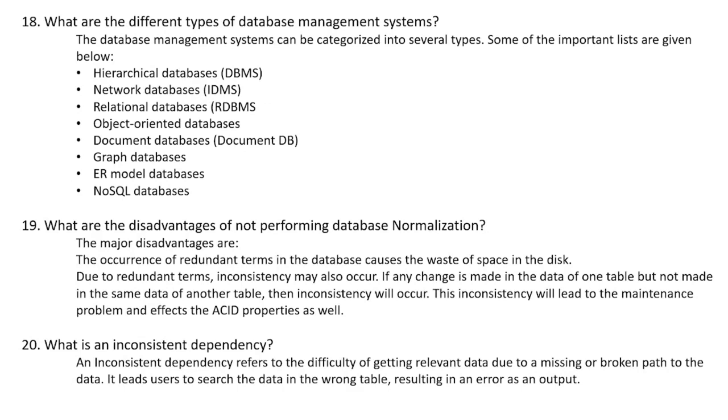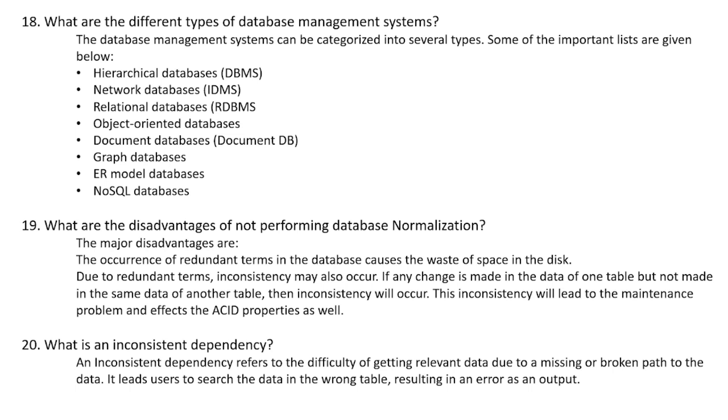Question 18. What are the different types of database management systems? Answer. The database management systems can be categorized into several types. Some of the important ones are listed below. Hierarchical databases, DBMS, network databases, IDMS, relational databases, RDBMS, object-oriented databases, document databases, document DB, graph databases, ER model databases, NoSQL databases.